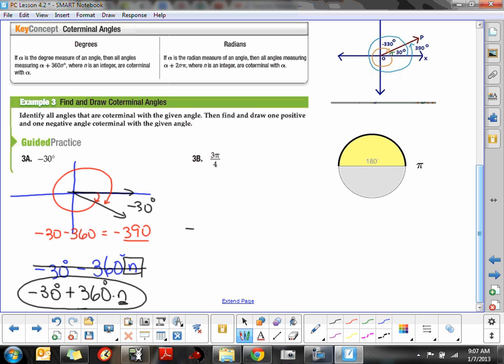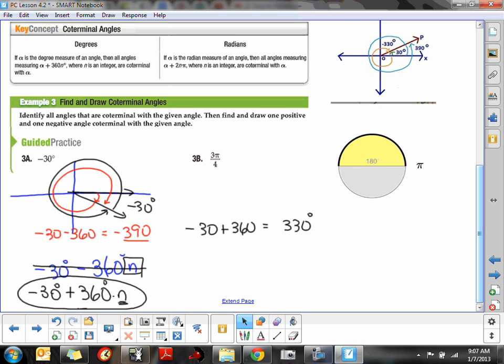So I'm going to go negative 30, and this time I'm going to go in the positive direction, 360 degrees. So plus 360 degrees equals 330 degrees in the positive direction. So that's dealing with coterminal angles, both positive and negative, and getting a visual identification of what they're asking you for.